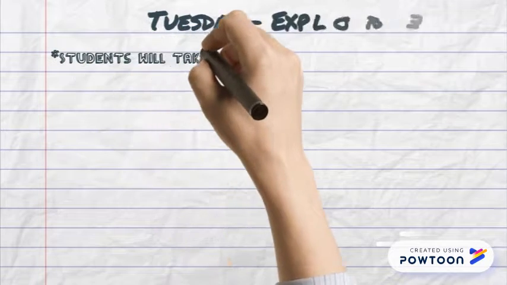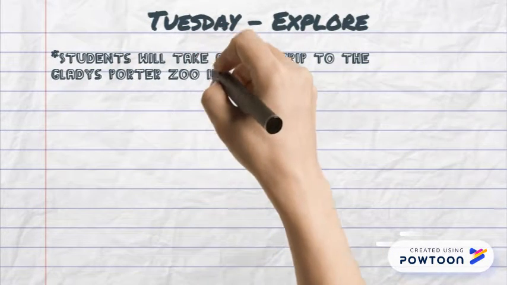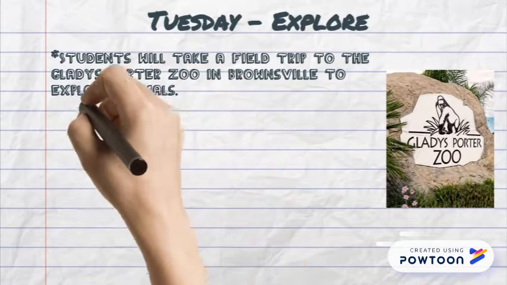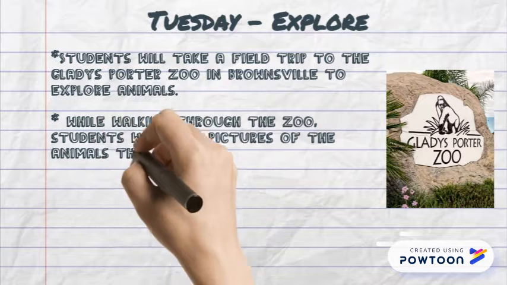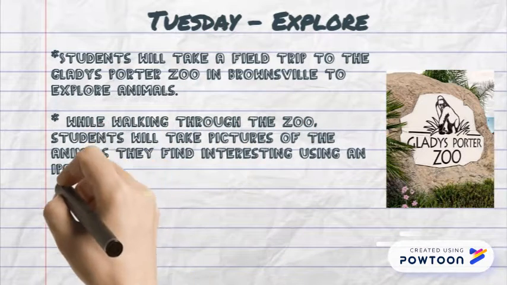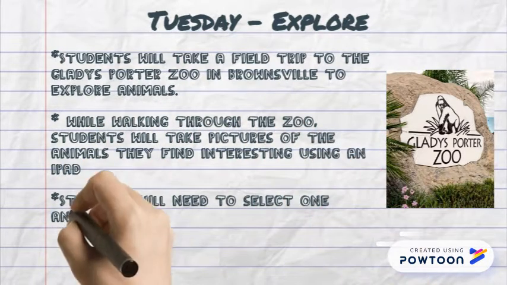On Tuesday, we have Explore. Students will take a field trip to the Gladys Porter Zoo in Brownsville to explore animals. While walking through the zoo, students will take pictures of the animals they find interesting using an iPad. Students will need to select one animal and describe its characteristics, habitat, and needs.